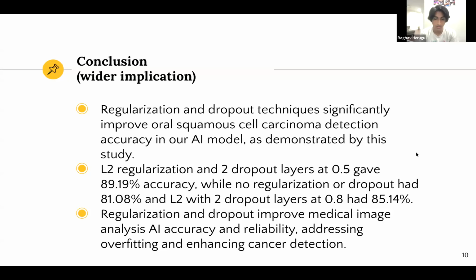By enhancing the ability of our model to generalize from training data to new data, these techniques significantly improve cancer detection capabilities, moving us one step closer to leveraging AI's full potential in the fight against cancer. Next slide.